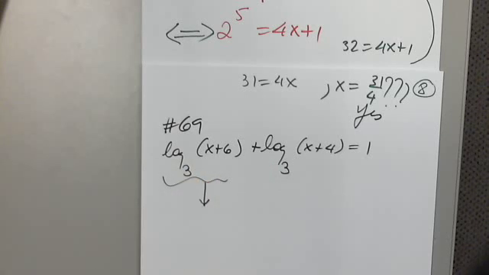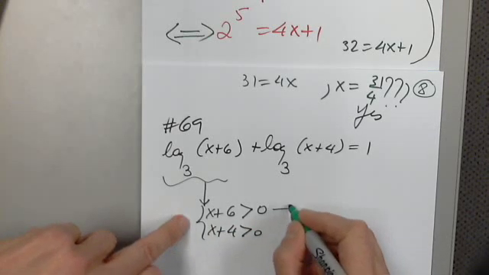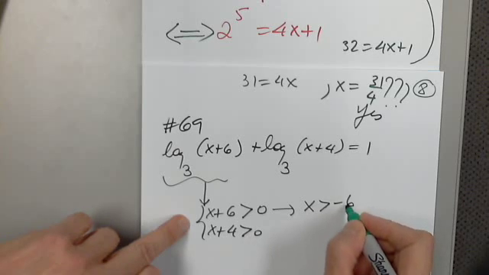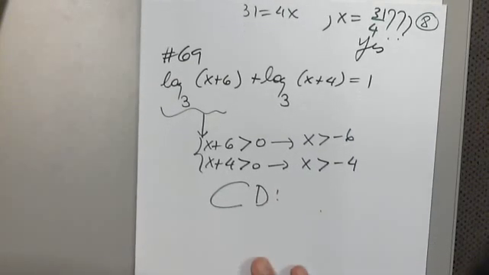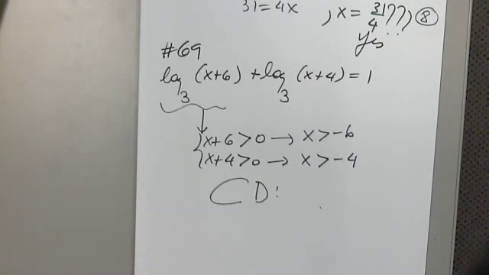For this log to exist, very good. What do I have to write for this one to exist? Good. This one means greater than -6. This one means greater than -4. I need to find the common domain, as we did in chapter 2.